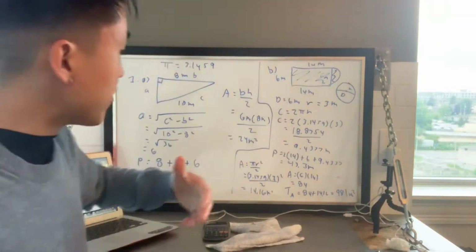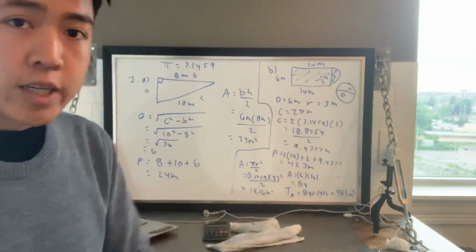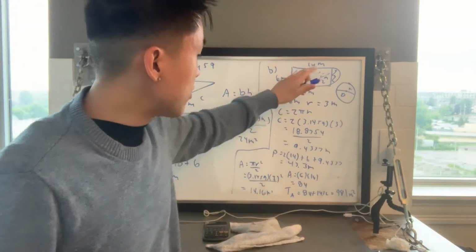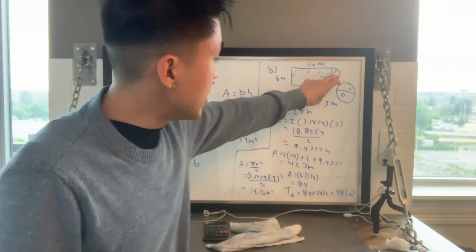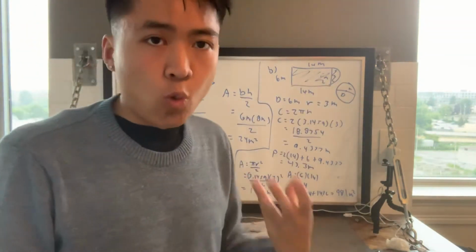Now at this part, what I have to do is find the area of this rectangle, which is length times width. So I do 6 times 14, which is 84. So I add the two areas. This area plus this area equals 98.1 meters squared.